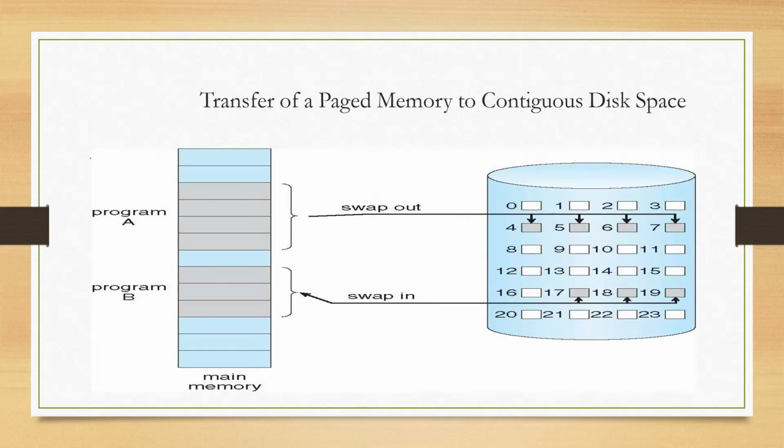In the main memory, we have program A and program B. With the help of a replacement algorithm, program A is swapped out, which means the content of main memory is transferred into the disk storage device, and the new content will be loaded into main memory from the secondary storage device. That is called swapping. Swap in means a transfer from the secondary storage device into the primary storage device. Swap out means a transfer from physical memory into the secondary storage device. This is a transfer of page memory to contiguous disk space.